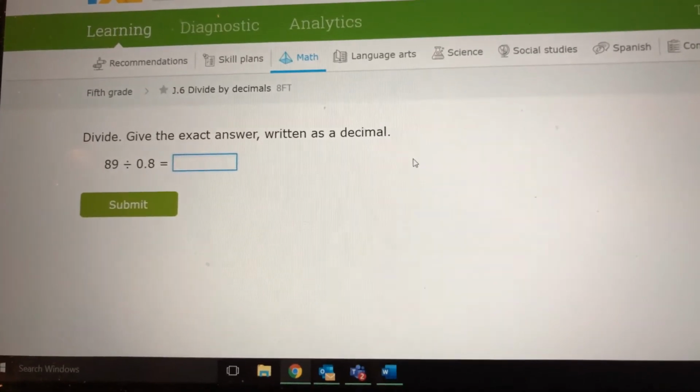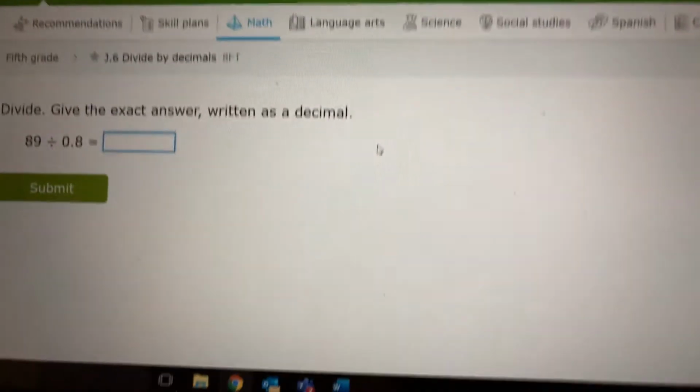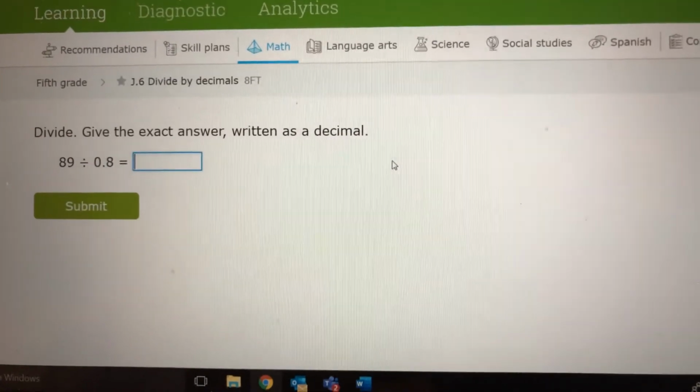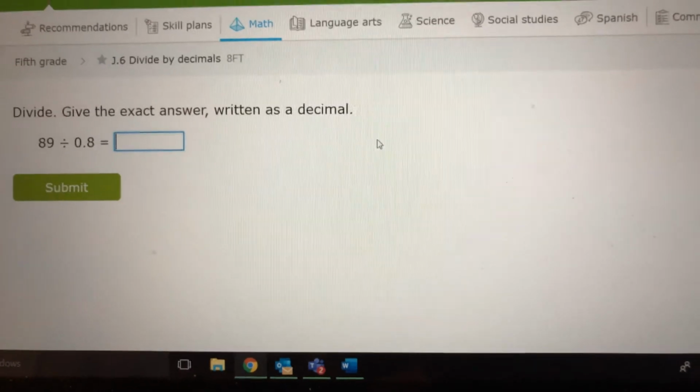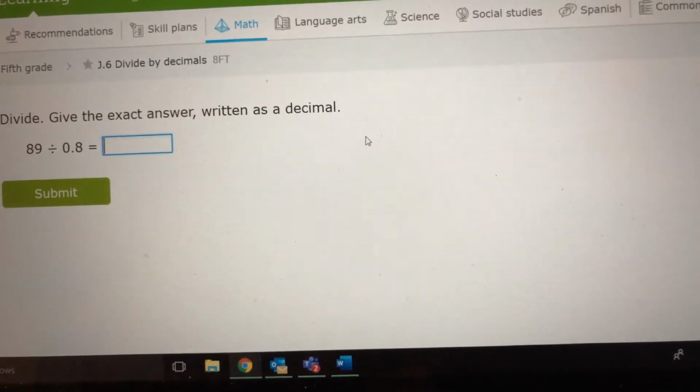All right, everybody, you have made it to the end of this unit, which is fantastic. Give yourself a pat on the back. We are doing J.6 Divide by decimal numbers today.